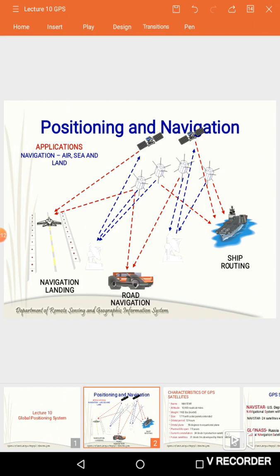This can be mainly used for applications like landing of airships and road navigation, and also landing of airplanes, and also the routing of ships.